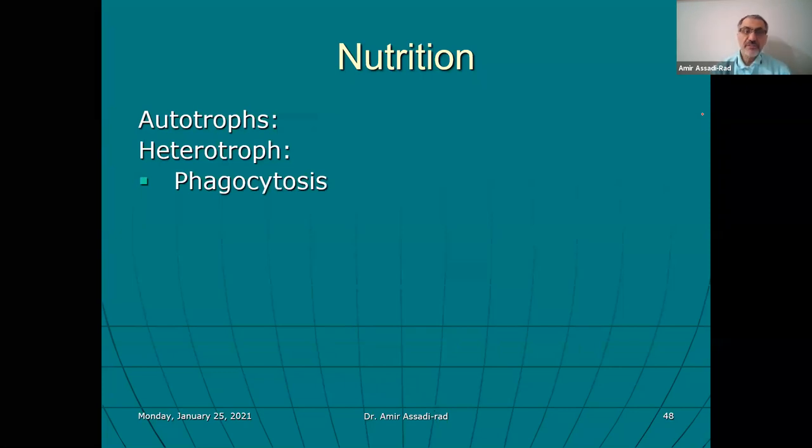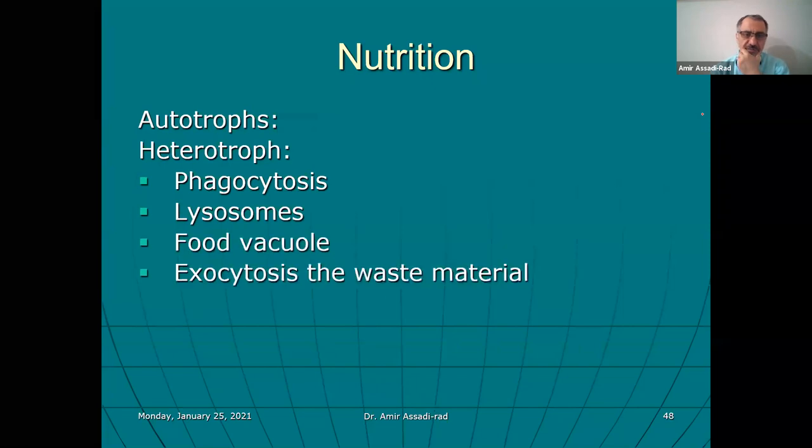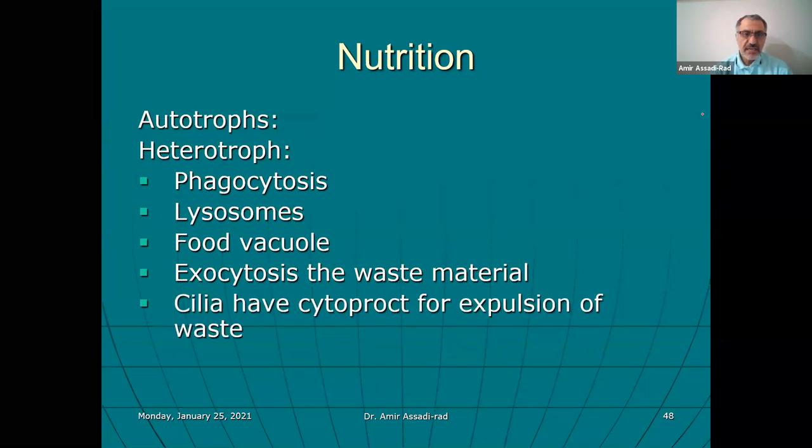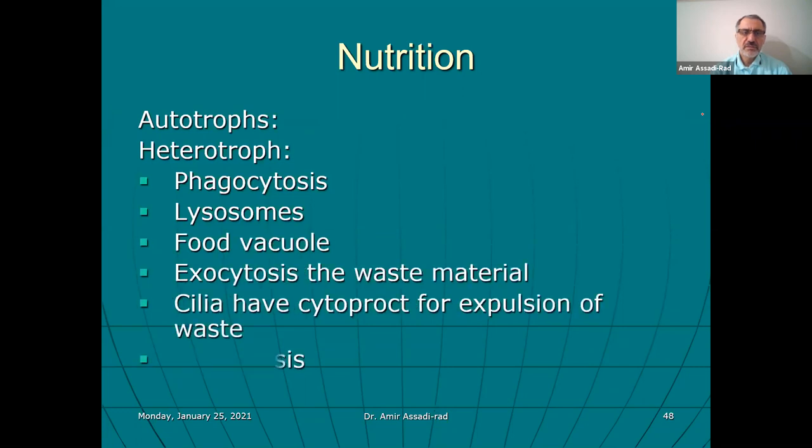And then the heterotrophs, they do it either through phagocytosis, cell eating, by lysosomes. All of that was done in biology 1, food vacuoles, exocytosis, the waste material goes out, and then cilia have a cytoproct for expulsion of the waste. Pinocytosis is cell drinking. These are all things we discussed in Bio 1.